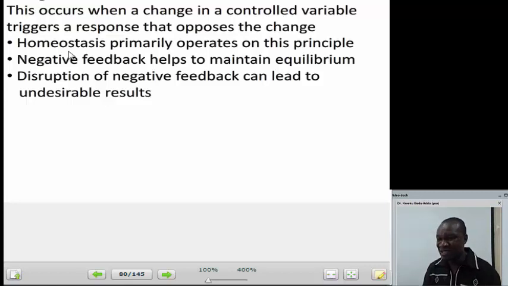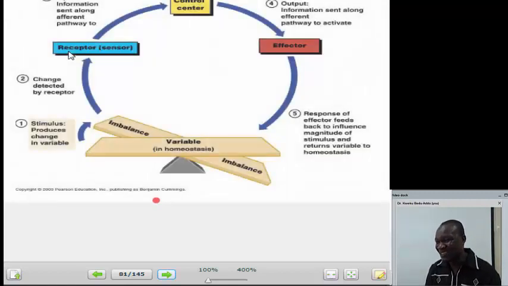I hope this explains it, Modupe. Modupe, feedback. Is it clear now? Good.